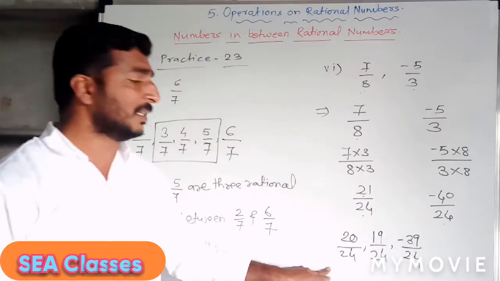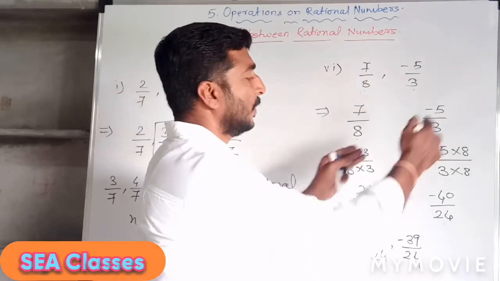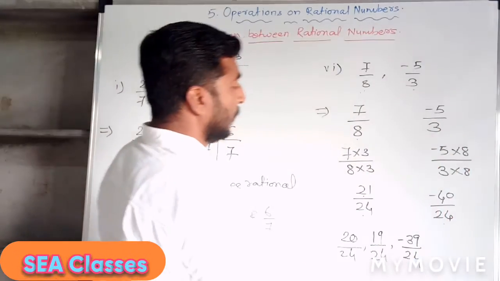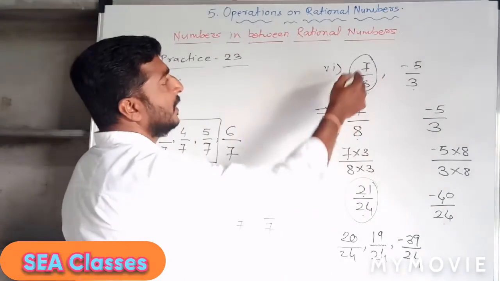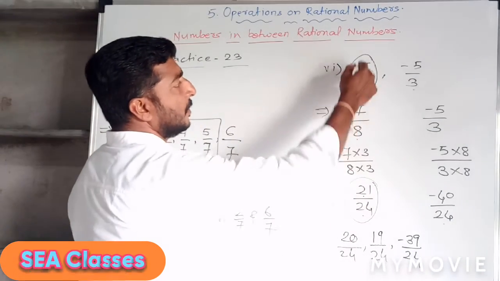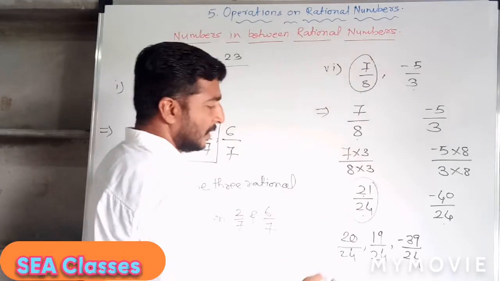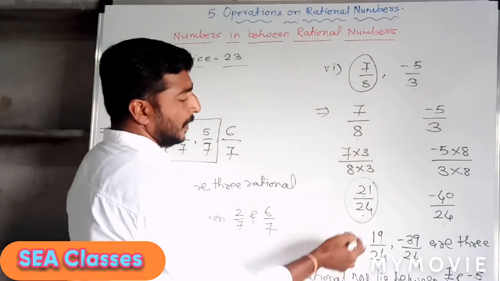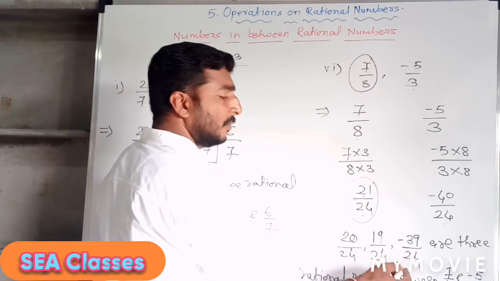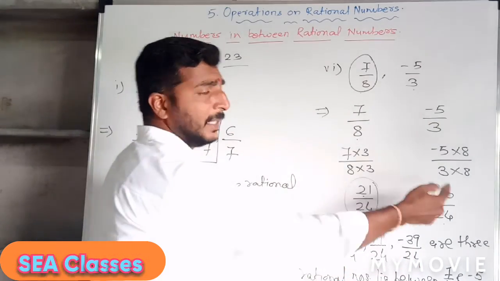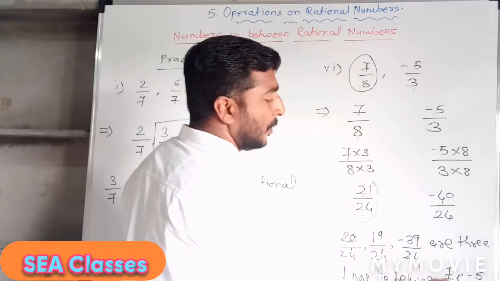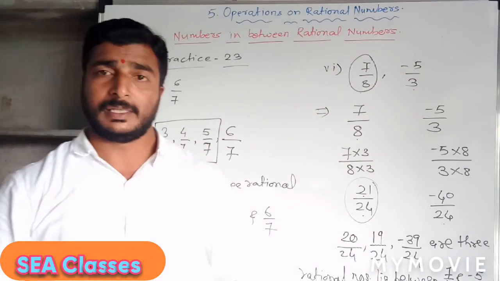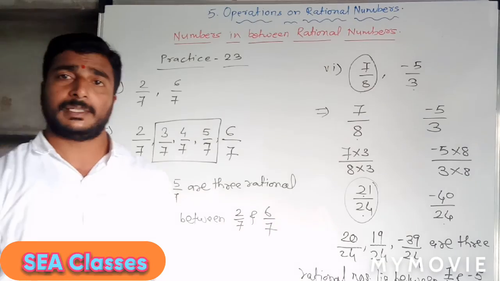That means these are the numbers which lie between 21 upon 24 and minus 40 upon 24, and these are equal to what? 7 upon 8 and minus 5 upon 3. So you can write that 20 upon 24, 19 upon 24, minus 39 upon 24, or any numbers lying between 21 and minus 40 you can take here, are three rational numbers that lie between 7 upon 8 and minus 5 upon 3. So in this way you will complete the practice set 23.